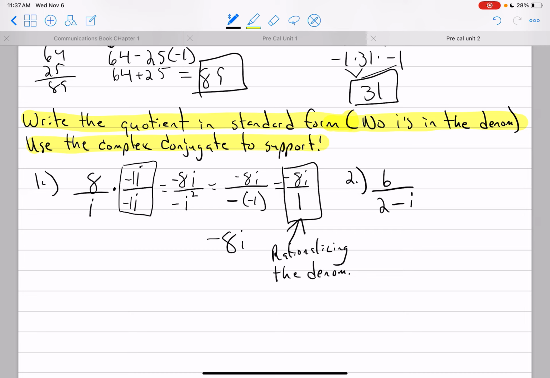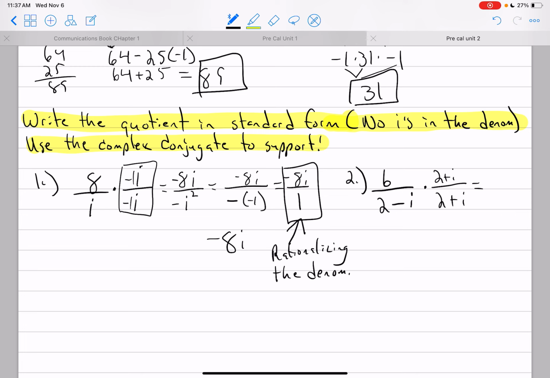I have 6 over 2 minus i. So I've got to get rid of this i at the bottom, so I'm going to multiply it by its complex conjugate. So I'm going to do 2 plus i over 2 plus i, because remember, this is just a fraction that is equal to 1.